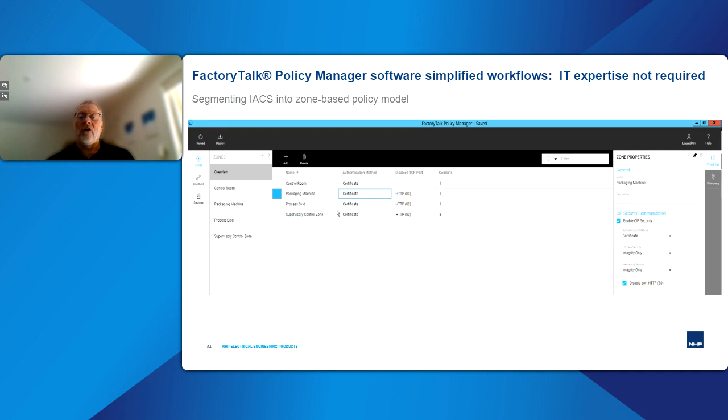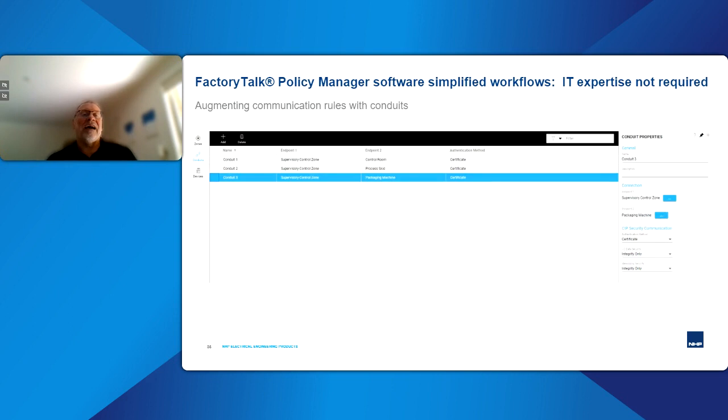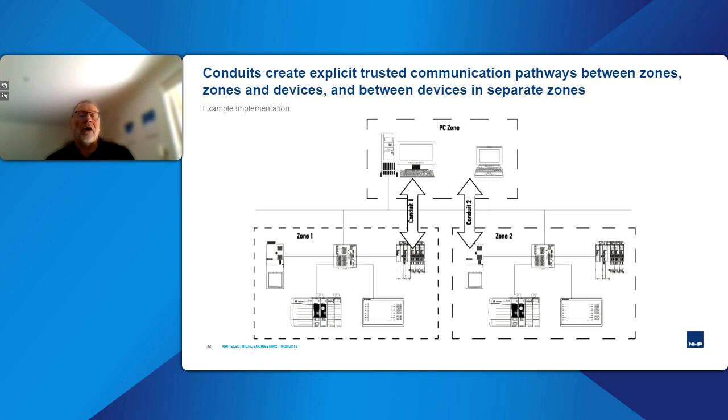So you turn on certificates or keying, you turn on integrity, or you decide whether you want confidentiality or that sort of stuff for that zone. You enable or disable port 80 and stuff like that in there, and then you start creating conduits between zones, and I'll make some sense of this in the next slide. Okay, so here we've got an example.